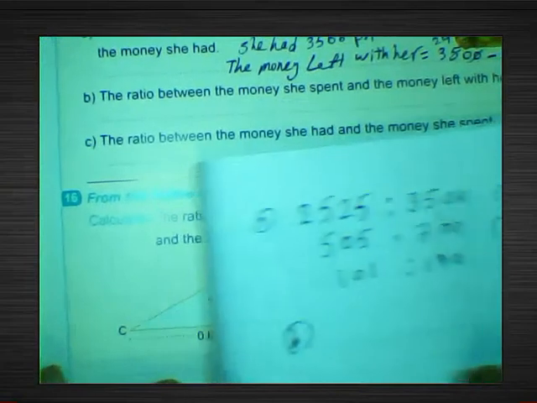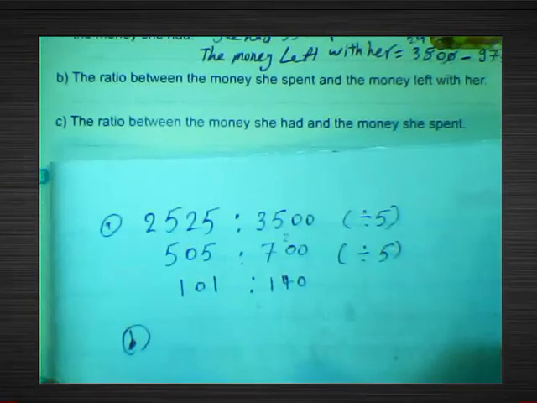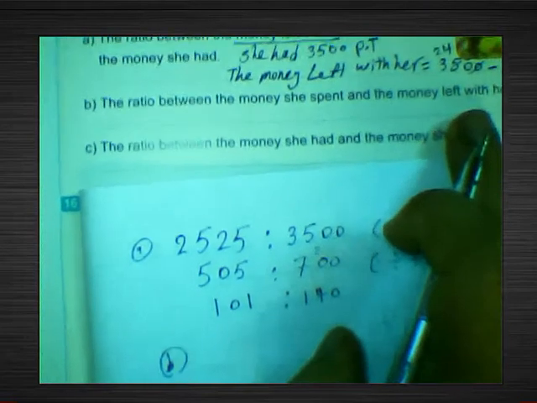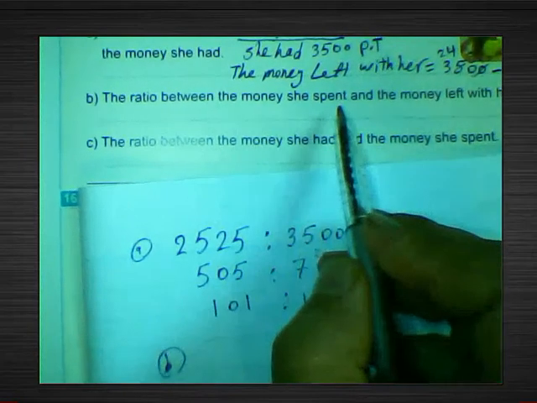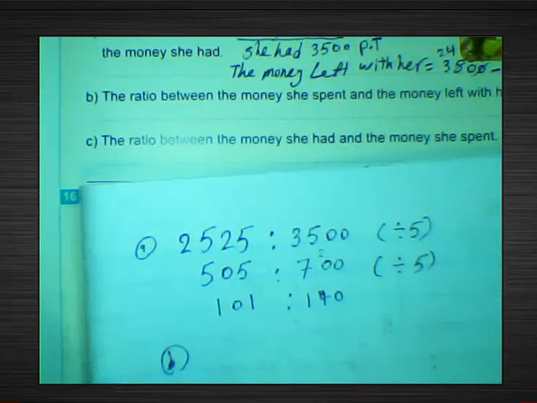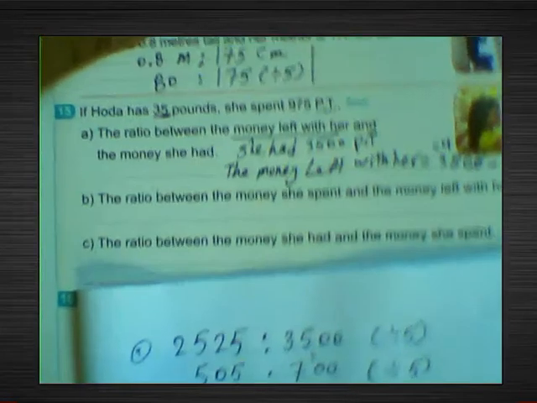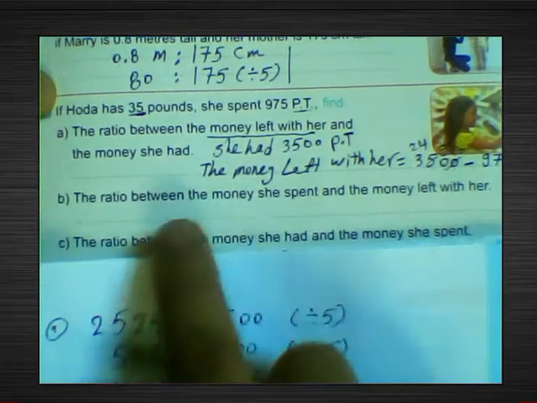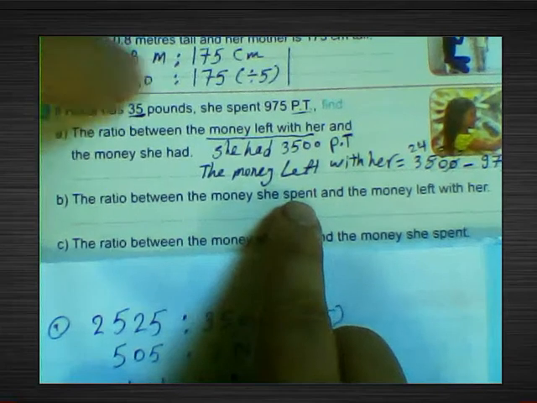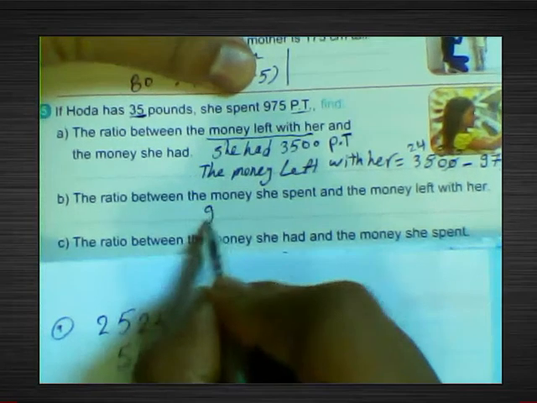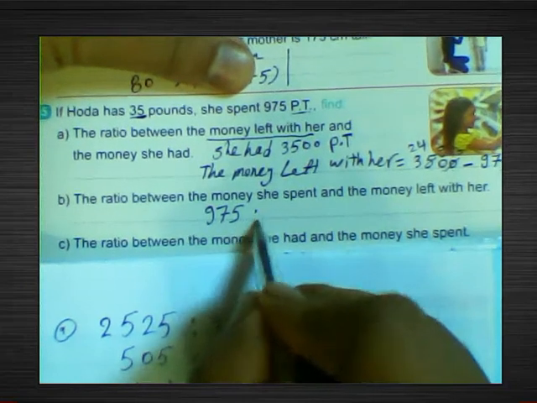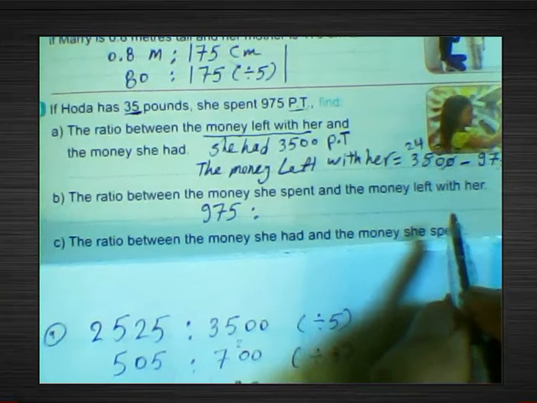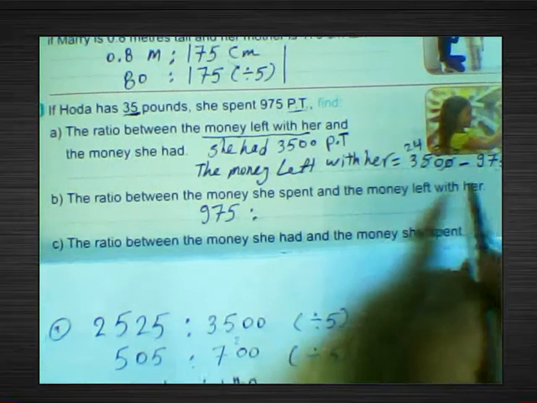The ratio between the money she spent and the money left with her. Again, the money she spent. Look at the example. Look at this example with me. We want to find the ratio between the money she spent, 975 piastres, to the money left with her. The money left with her we find by subtraction.